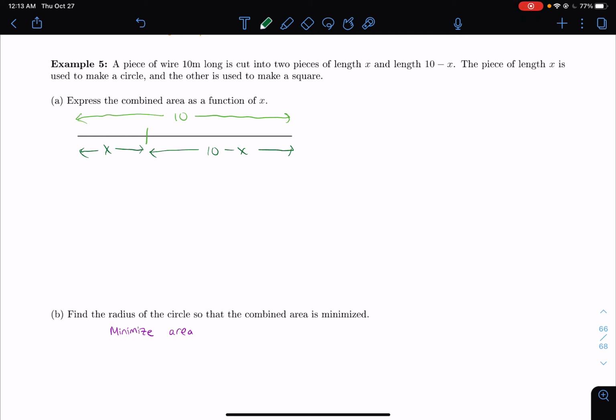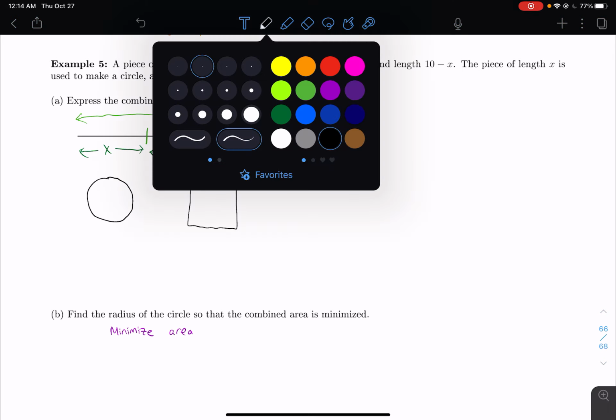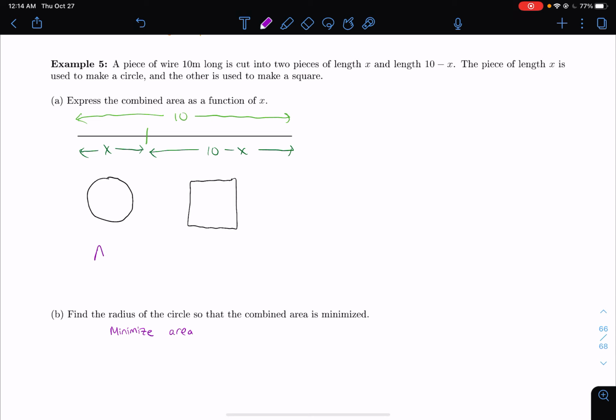So what else does it tell me here? The piece of length x is used to make a circle. So this first piece that has length x, I'd bend that wire, and it's going to make this circle. And then the second piece is used to make a square. So part A is asking me to get the combined area as a function of x. So I need some equation for area.